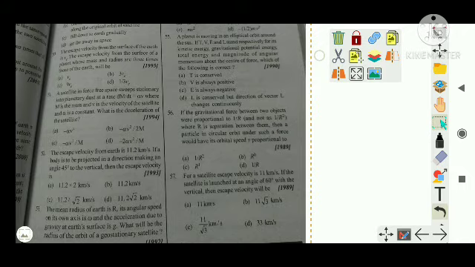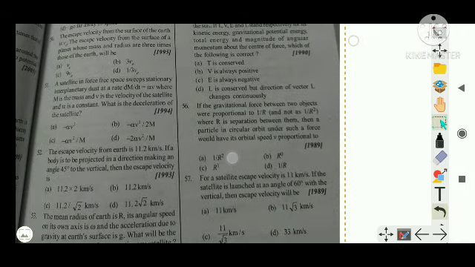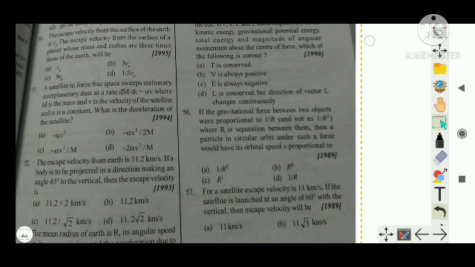51. Other questions are easy, guys. We'll do the 51st question and we'll wrap up gravitation's numerical section. A satellite in free space sweeps stationary interplanetary dust at a rate of dm by dt is equal to alpha v, where m is the mass and v is the velocity of the satellite and alpha is a constant. What is the deceleration of the satellite?